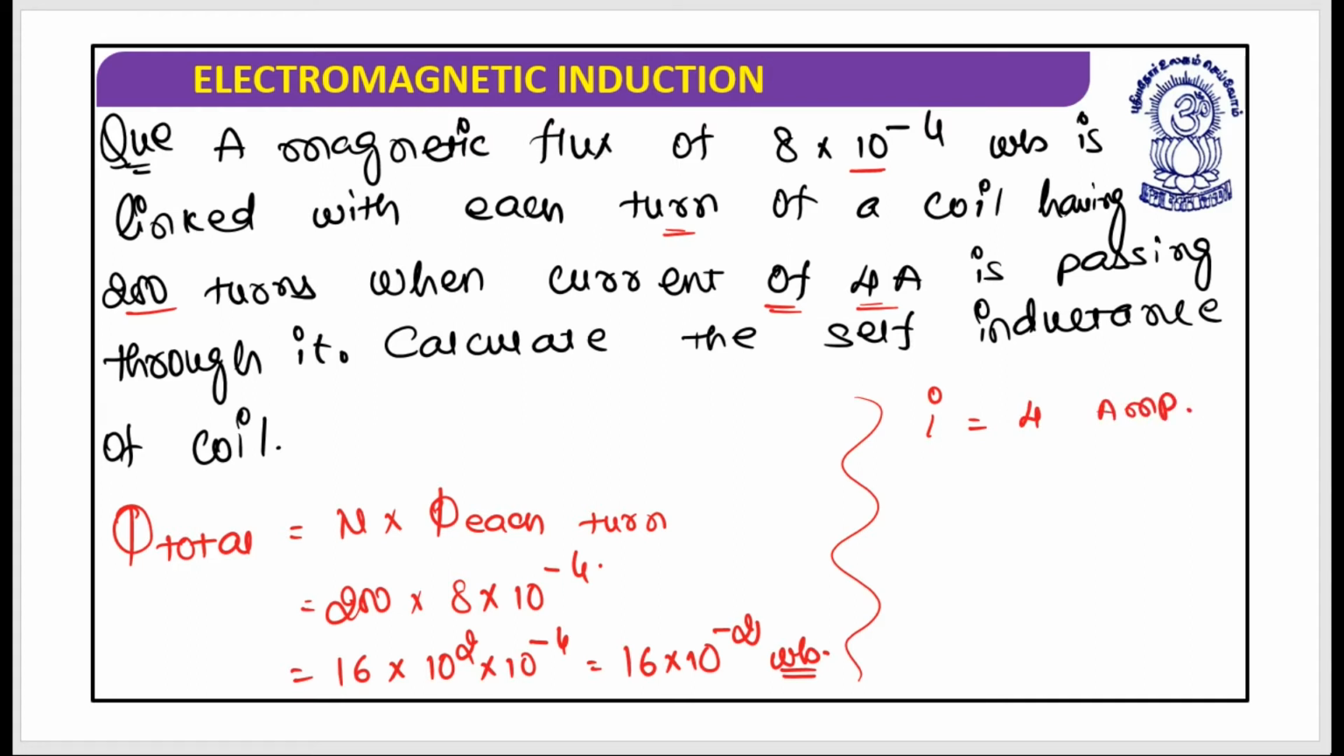And when I say a current of 4 ampere is passed through this, L could be written as phi by I. This phi is equal to 16 into 10 to the power minus 2 divided by the current, that is 4 ampere. This will give me 4 into 10 to the power minus 2 Henry.